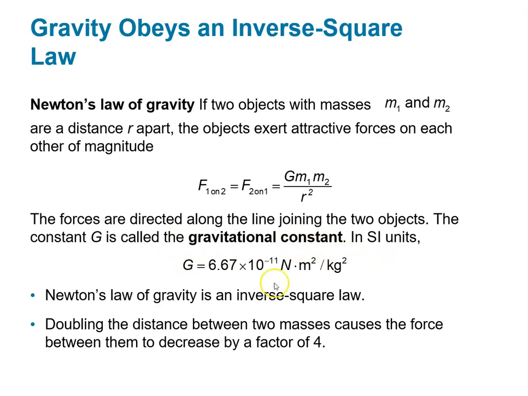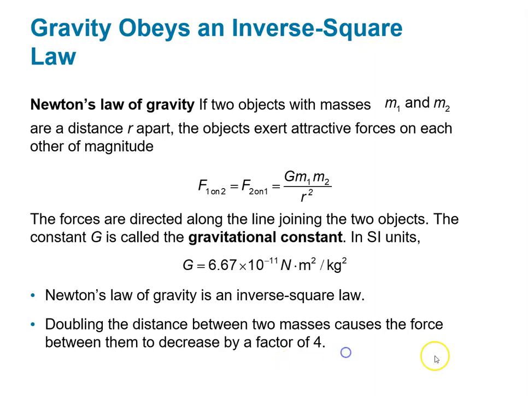So G is a constant. It's called the universal gravitation constant, or the gravitational constant. And it's 6.67 times 10 to the negative 11th newtons times meters squared over kilograms squared. So I wrote that on the formula sheet that I gave you for satellite motion. And this law is what's known as an inverse square law.